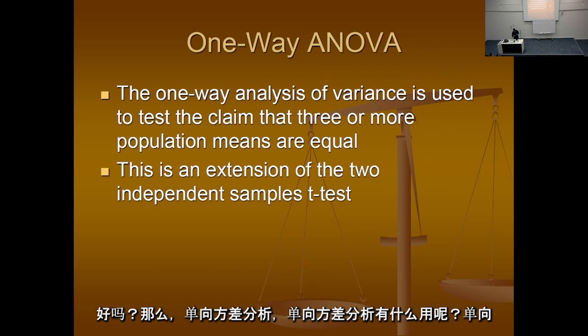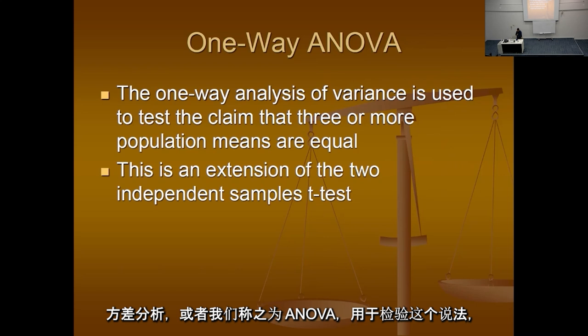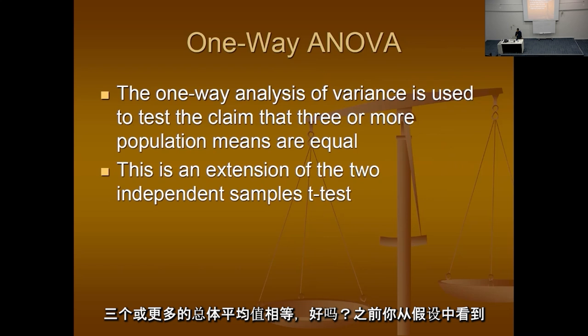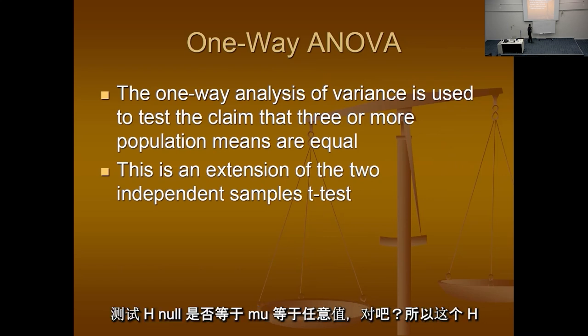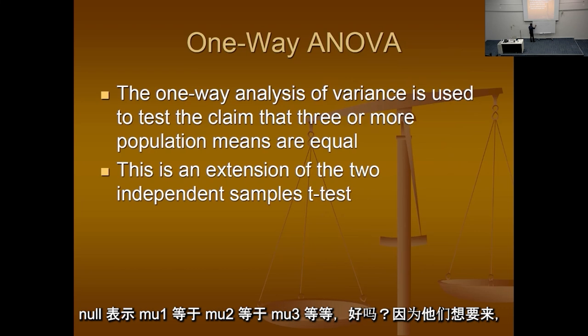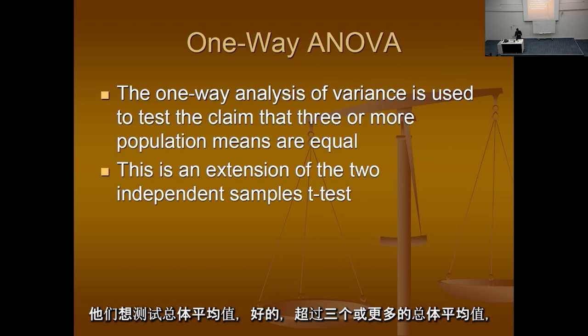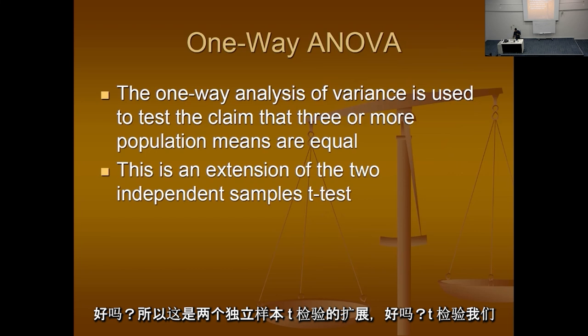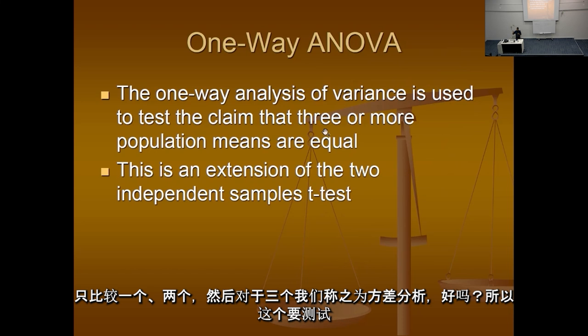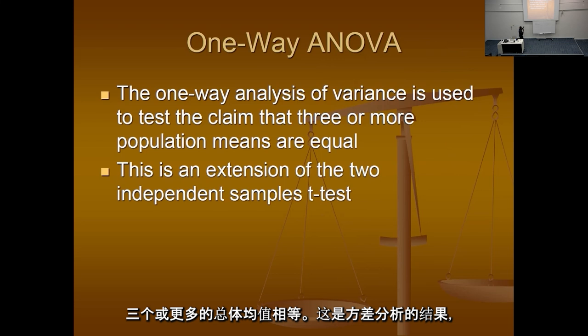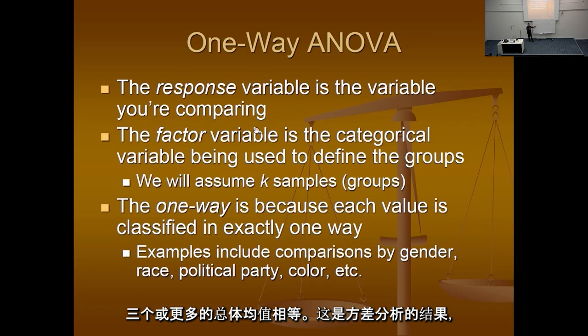So what is one-way ANOVA used for? The one-way analysis of variance, or ANOVA, is used to test the claim that 3 or more population means are equal. Previously, in hypothesis testing, you saw H null is mu equal to some value. Here, H null will be mu1 equal to mu2 equal to mu3 and so on, because we would like to test the population means. This is an extension of the two independent sample t-test. With the t-test we only compare 1 and 2, and for 3 or more we call it ANOVA.